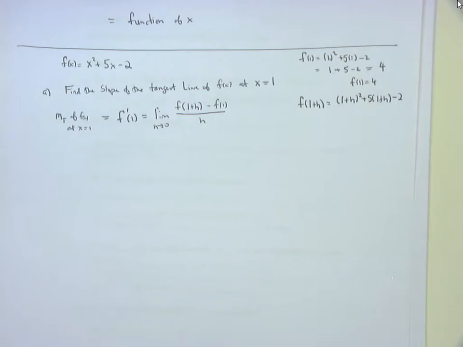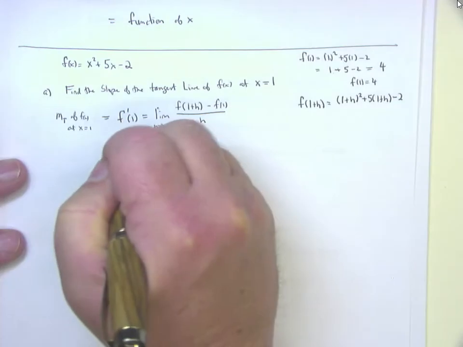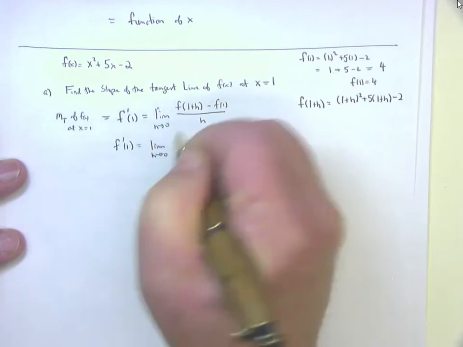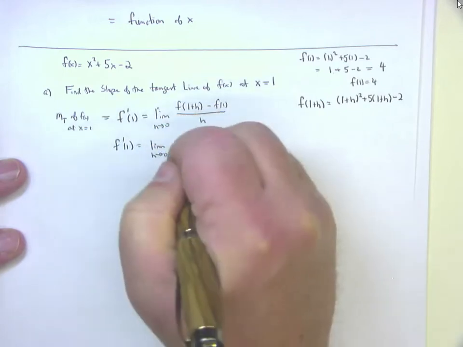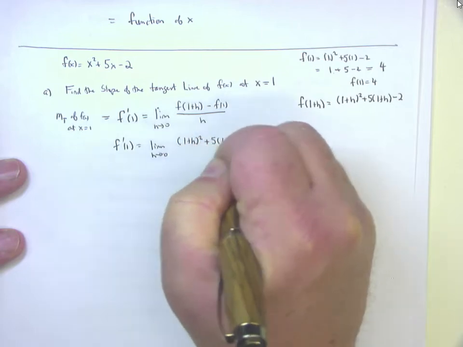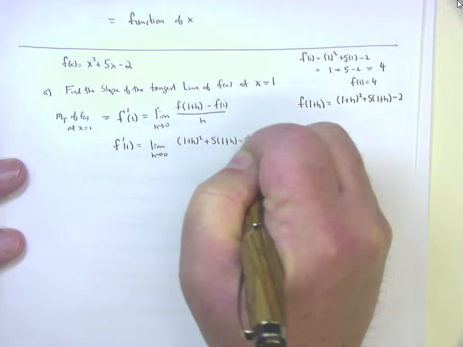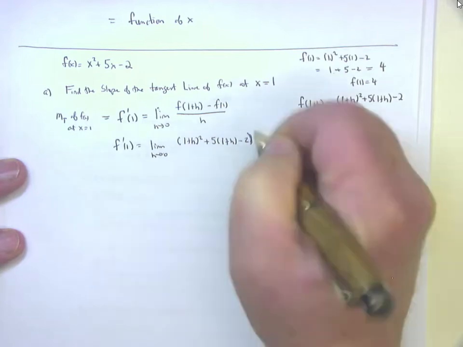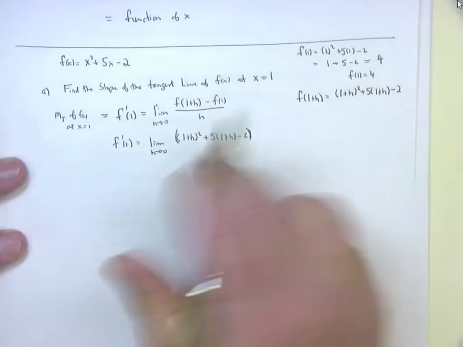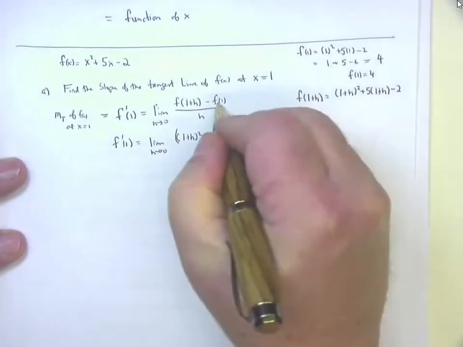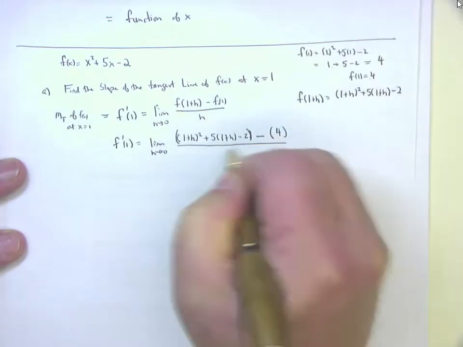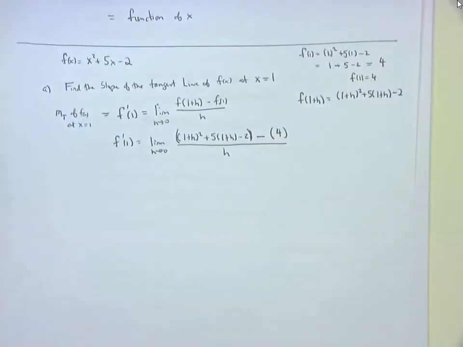So here we go. This f prime of 1 is equal to the limit as h approaches 0 of f of 1 plus h, which would be 1 plus h squared plus 5 times 1 plus h minus 2. I'm putting parentheses around that because that's replacing the f of 1 plus h. All I did was copy them down and put them there. Minus f of 1. F of 1 was 4, so I literally plug it in, all over h. Now I'm going to clean this guy up.